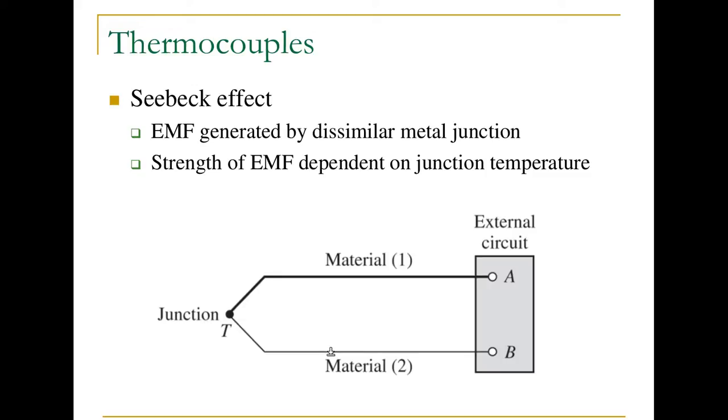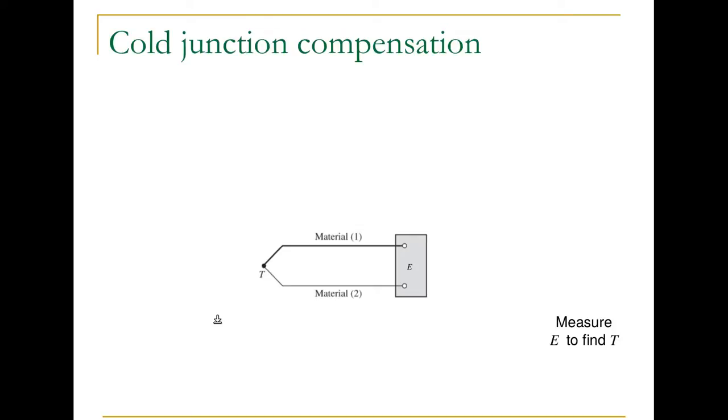Thermocouples are possibly the most common temperature transducer, and they're based on the Seebeck effect, where electric potential is generated by a dissimilar metal junction whenever it's at a temperature above 0 degrees absolute. The strength of that electric potential depends on the junction temperature. There are a couple of things to consider whenever using thermocouples that might not be obvious at first. One is that there needs to be zero current flowing through the junction.